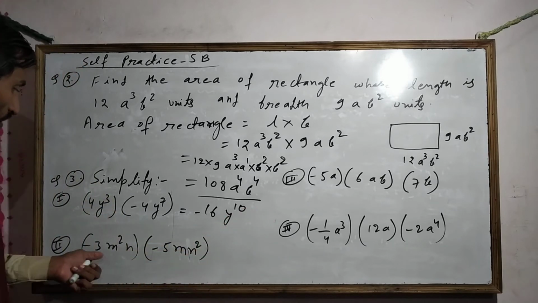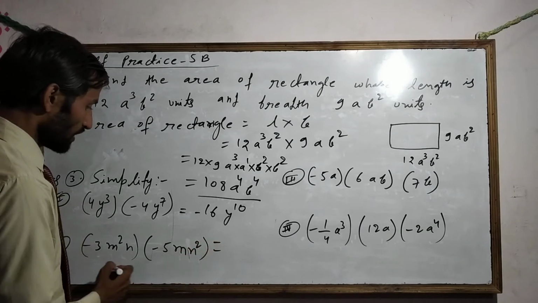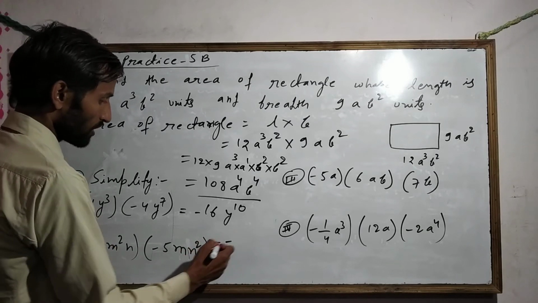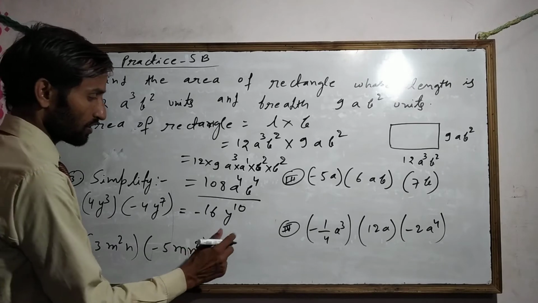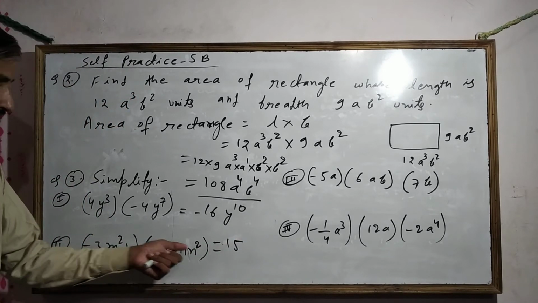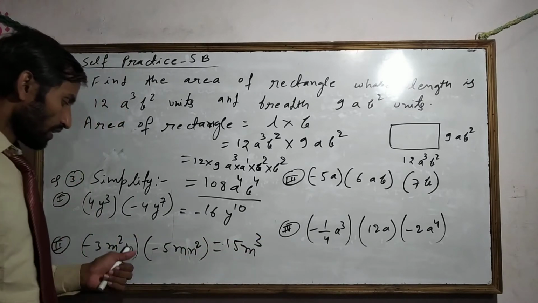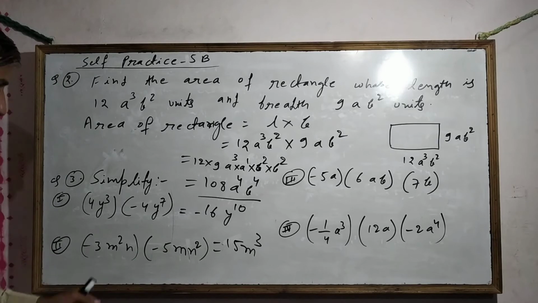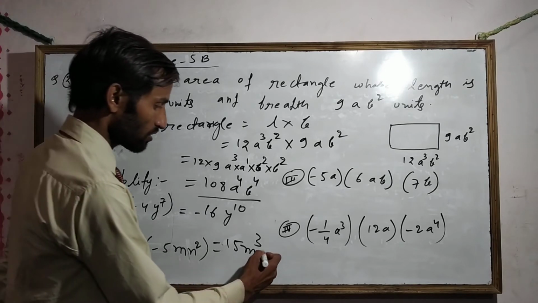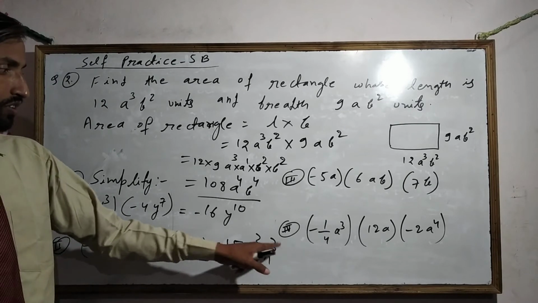Next one, minus 3 and minus 5 is given. So we multiply minus 3 into minus 5, it will come minus minus plus, and 3 5s are 15. So the answer is 15, and m power 2 and here m power 1. So we will add, m power 3 will come. Next one, here n power 1 and n power 2 is given. So it will come again n power 3. So the final answer is 15 m cube n cube.